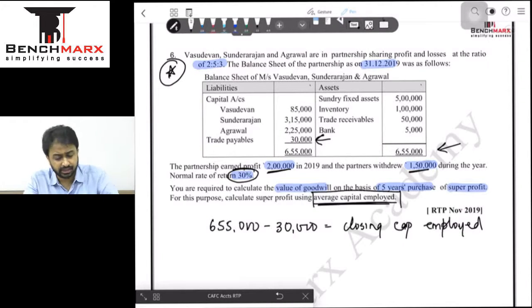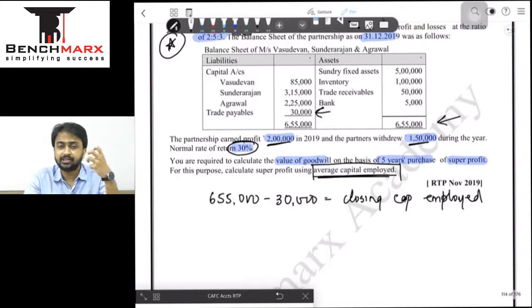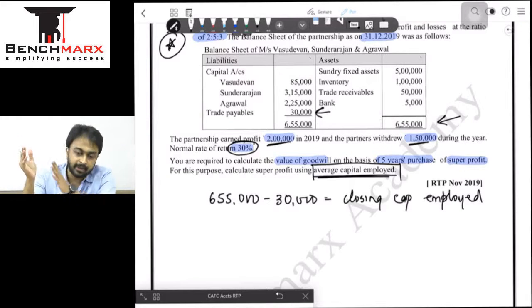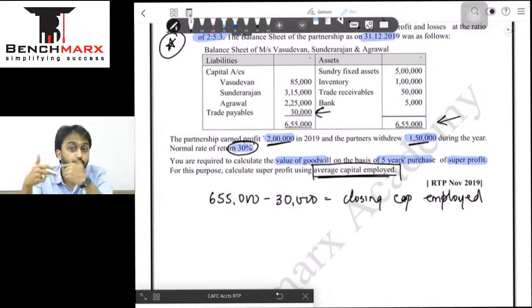Now average capital क्या होता है? Average capital is nothing but adjusting the drawings and the profit from the value of closing capital. Why? Because we are not going to have drawings in the beginning of the year. We are not going to earn profits in the beginning of the year. We are not going to have drawings or capital directly at the end of the year. Drawings are going to happen throughout the year. Profits are also going to be earned throughout the year. So some profits will be earned before 6 months, some will be earned after 6 months. Drawings will be made in the first half, second half, so it's happening throughout the year.